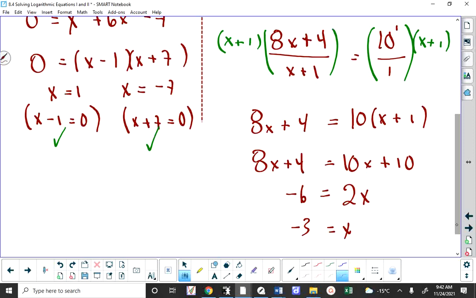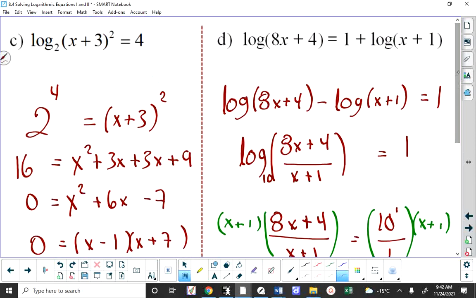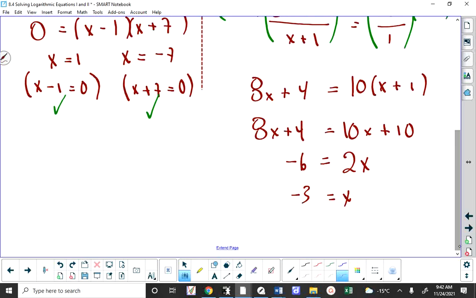Well, we have to go up and ask ourselves, if I use negative 3, would any of these arguments be not positive? Meaning, do I get 0 or negative? And the answer is both of the arguments are negative, aren't they? Which means that this is not a valid solution.